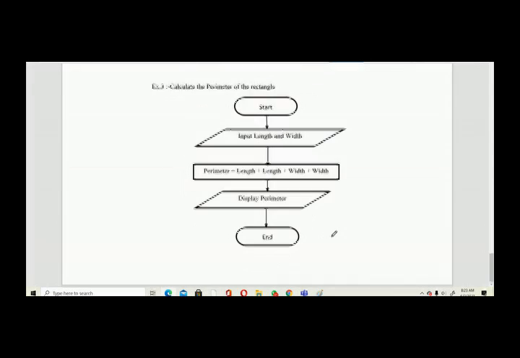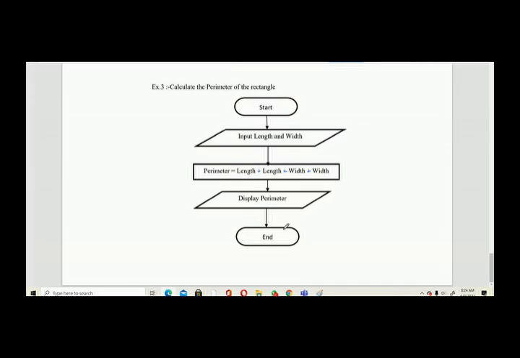So the next one is the perimeter of the rectangle. Calculate the perimeter. So we input the length and the width. Then the calculation of the perimeter is length plus length plus width plus width. After that you display the perimeter and the end.